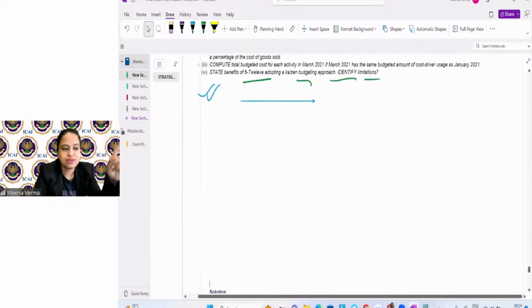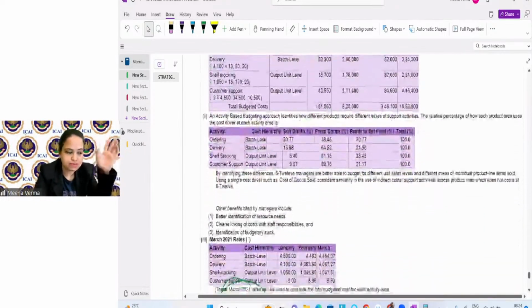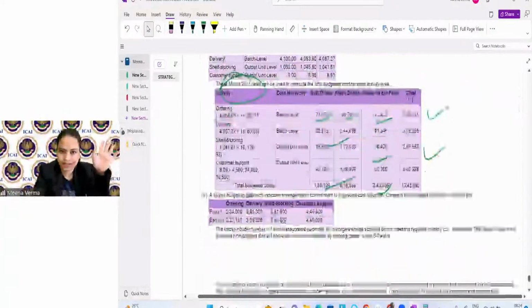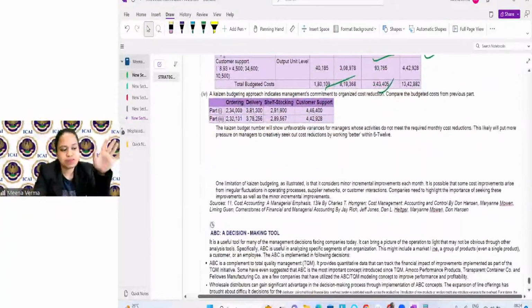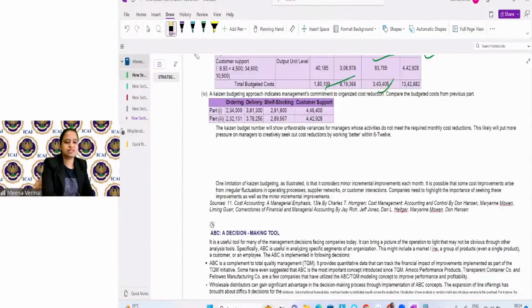So what are the benefits if the company adopts the Kaizen budgeting process? You know Kaizen means continuously improving the organization. So they're asking, if they implement Kaizen, what are the benefits? What will happen if the company implements Kaizen? Okay, this is the question.